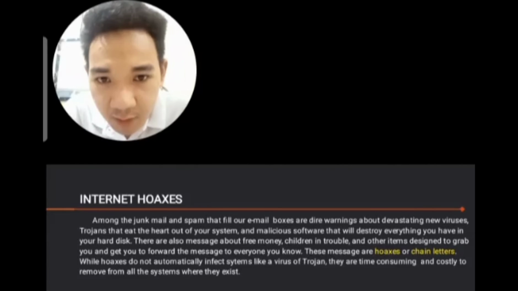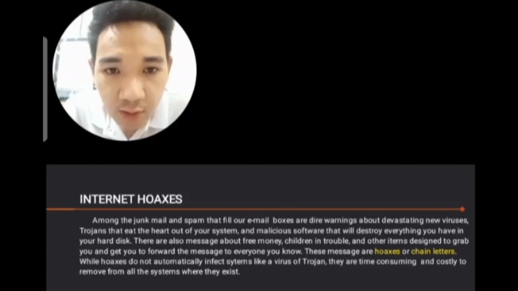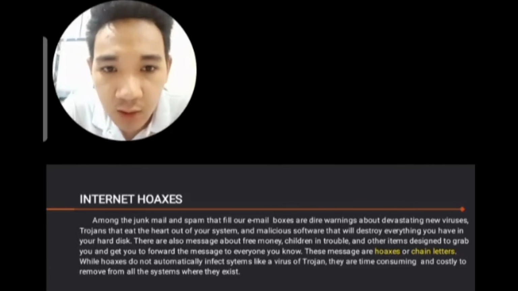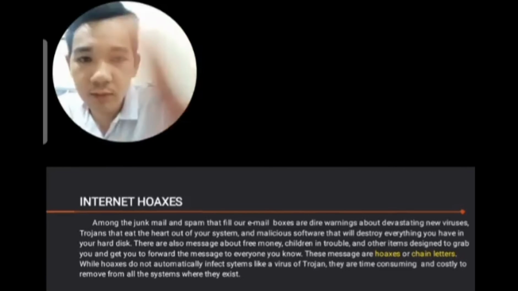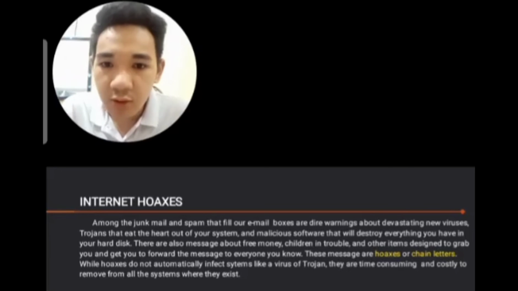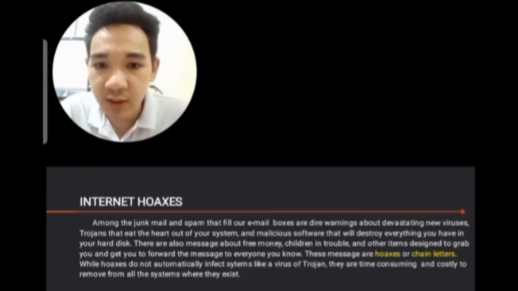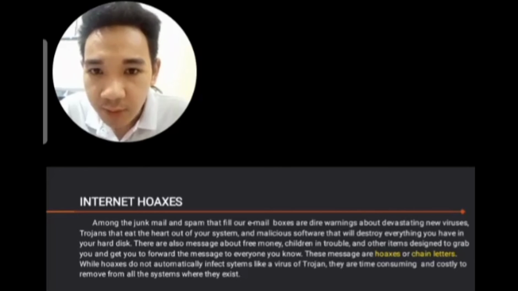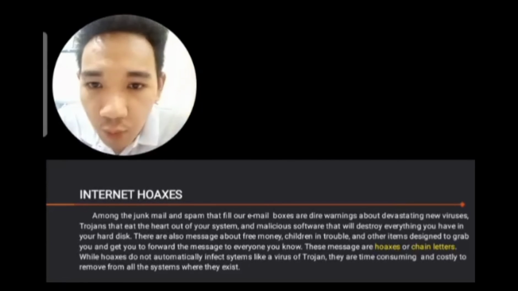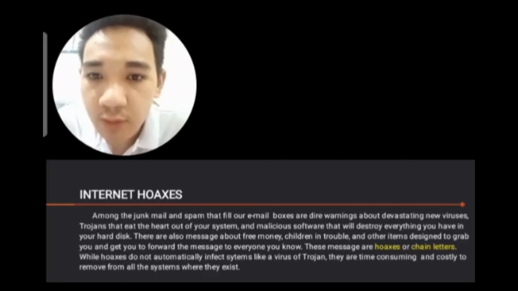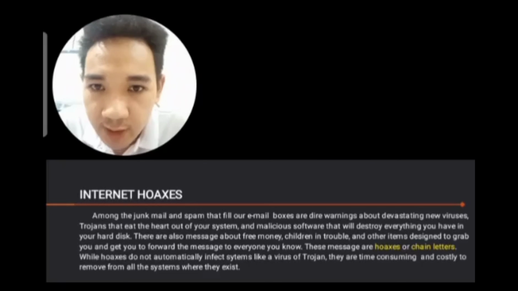There are also messages about free money, children in trouble, and other items designed to grab you and get you to forward the message to everyone you know. The messages are hoaxes or chain letters. Internet hoaxes also take the form of chain letters, in which a message attempts to convince the recipient to make a number of copies and pass them on to a certain number of recipients. While hoaxes do not automatically affect systems like a virus or Trojan, they are time-consuming and costly to remove from all the systems where they exist.